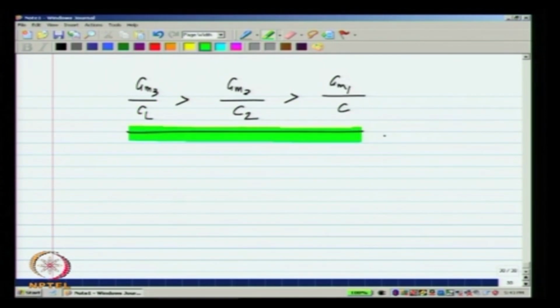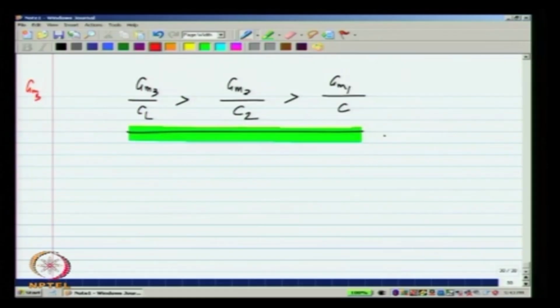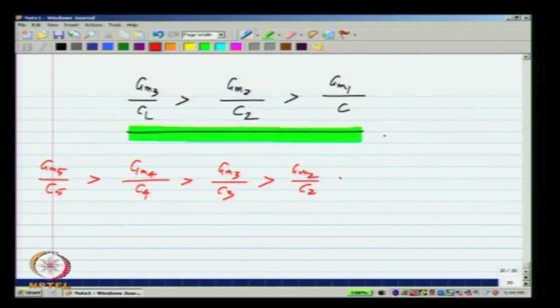The unity gain frequency of the innermost op amp has to be more than that of the one outside it, and which has to be more than that of the one outside it. And if you have more stages, let us say you go to a 5 stage op amp, then you also need to have the innermost, which I will call GM5 by C5, which has to be more than, let me write it separately, GM5 by C5 has to be more than GM4 by C4, which has to be more than GM3 by C3, GM2 by C2 and GM1 by C, and C5 is nothing but the total load CL.